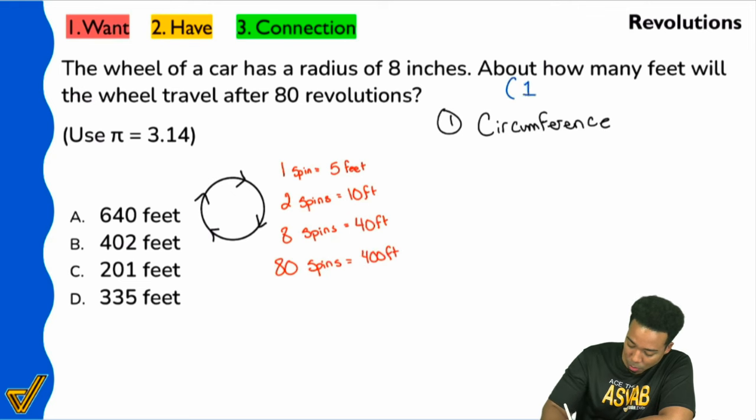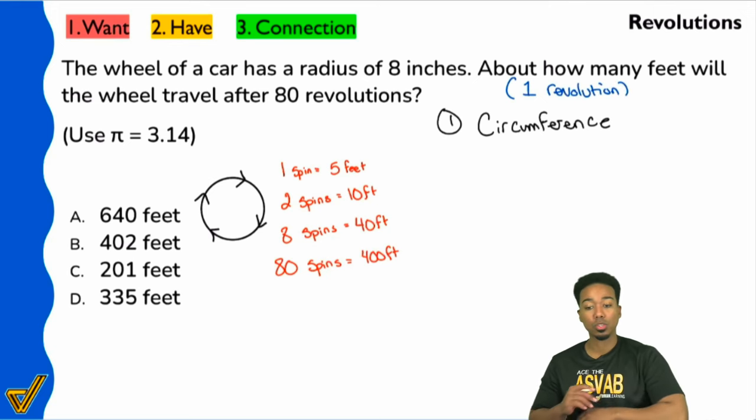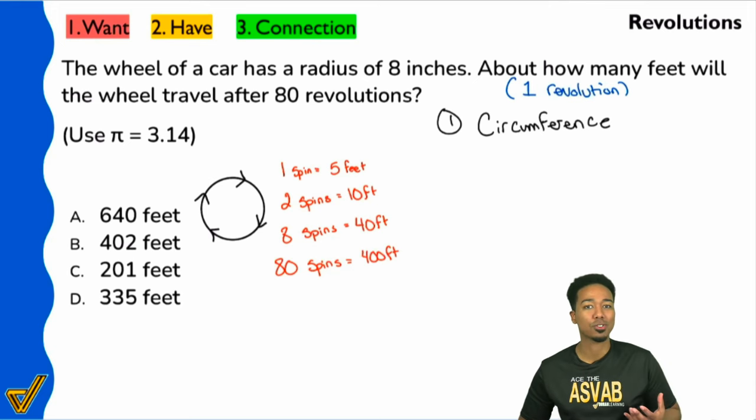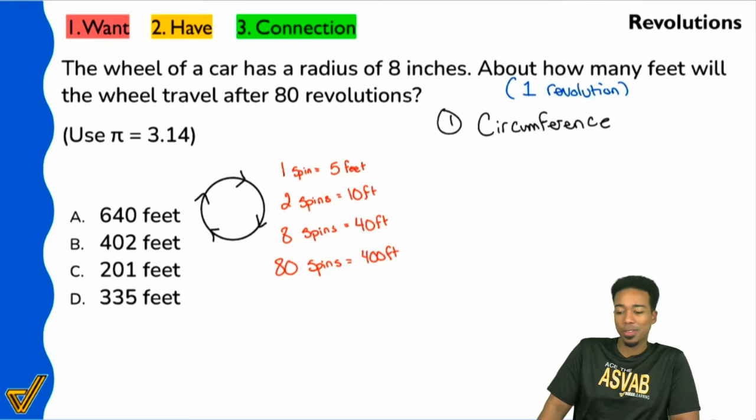That is one revolution. And once we have the first revolution, everybody, what do we do once we find that circumference to get that final answer? What do we do with that circumference?